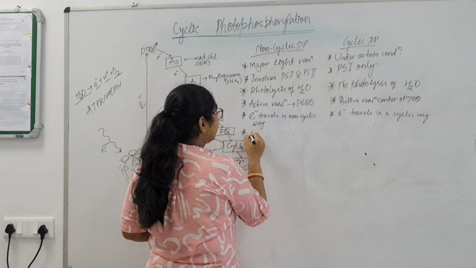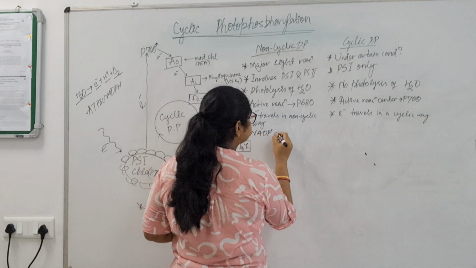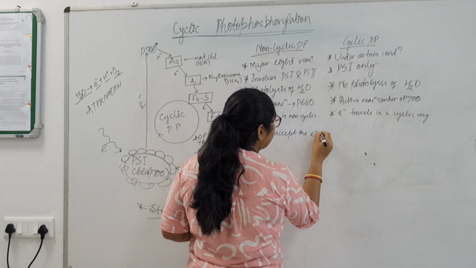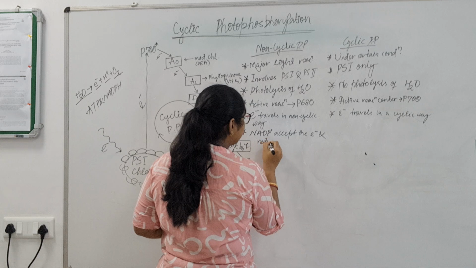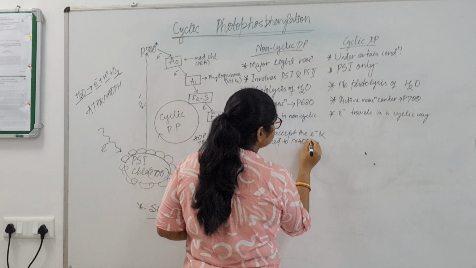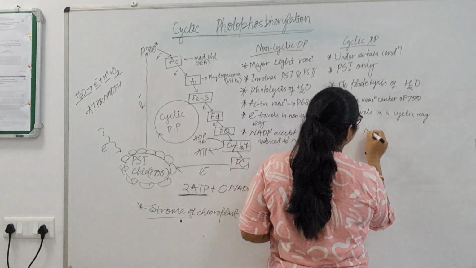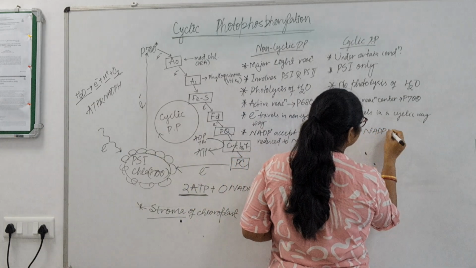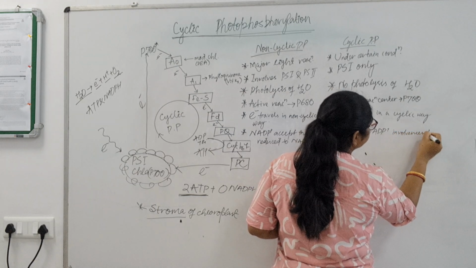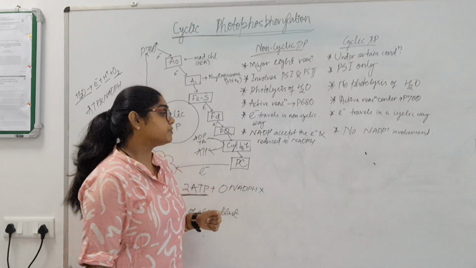Here NADP acts as the electron acceptor, accepts the electron and is reduced to NADPH. But in the cyclic pathway, no NADP is involved, and so there is no production of NADPH.